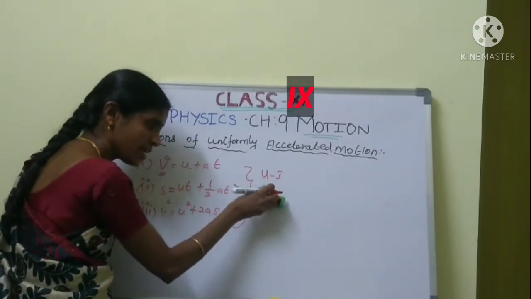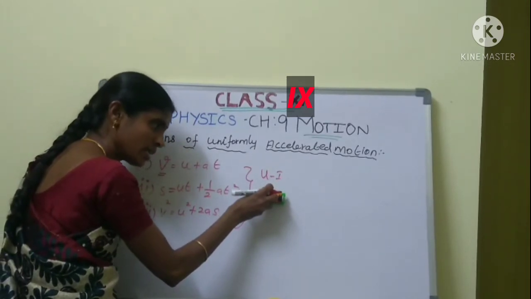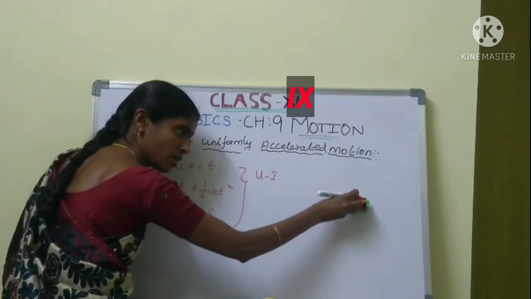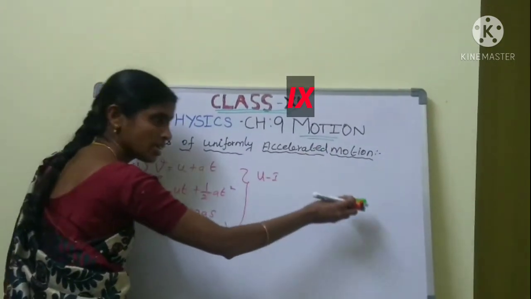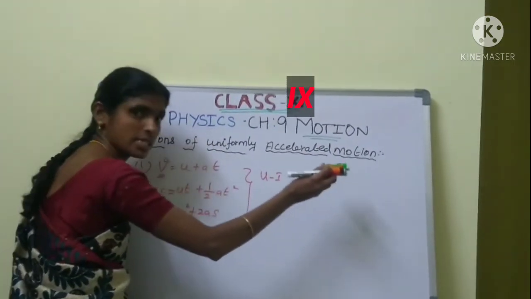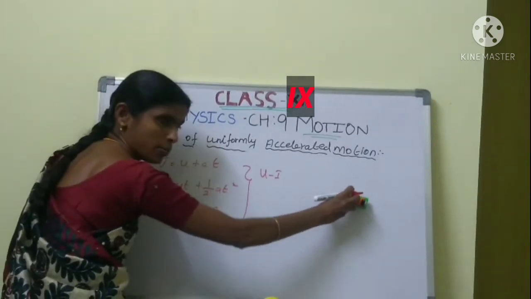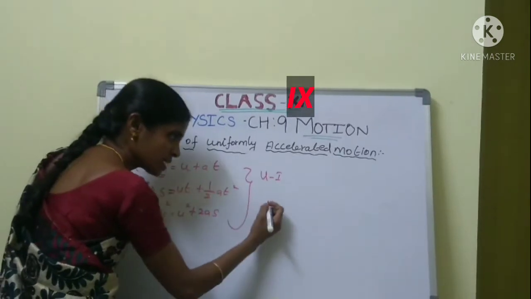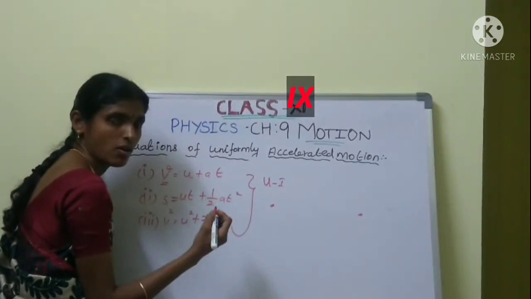This is the starting point, the initial velocity of the car. Here is the final velocity of the car, whenever the car was stopping. Whenever the car is starting, that is the initial velocity of the object. This is the final velocity of the object.